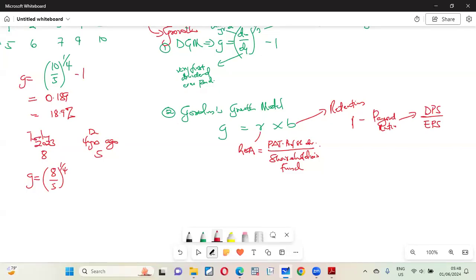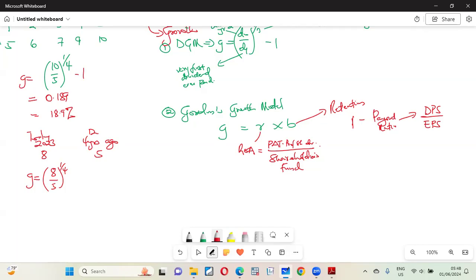I want to make it simple so that you don't memorize formulas, so that when you go into the exam hall and you forget, you don't have a problem. The meaning is how much you are paying me from how much I have earned. That is the payout ratio, so it's DPS over EPS.